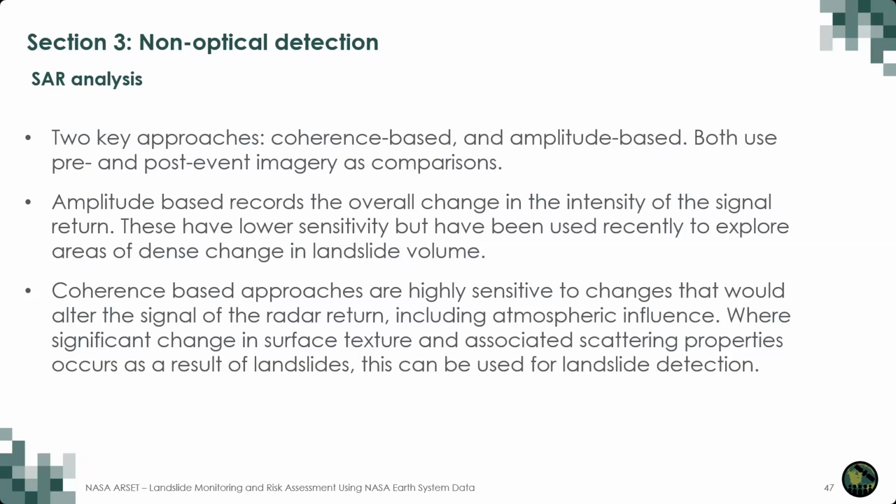And then coherence-based approaches look at changes that affect the signal of the radar return, the signal frequency, and how much of that is in coherence, or out of coherence, with the initial radar signal. This is highly dependent upon various factors, including atmospheric influence. A significant effect of surface textural change is what we're looking for here, and the scattering properties that result. This has been used quite effectively for landslide detection in some settings.